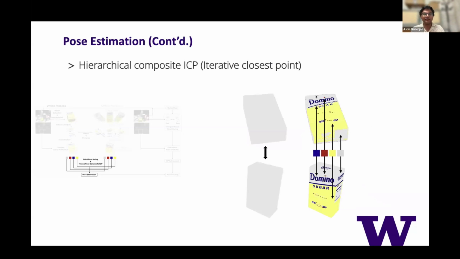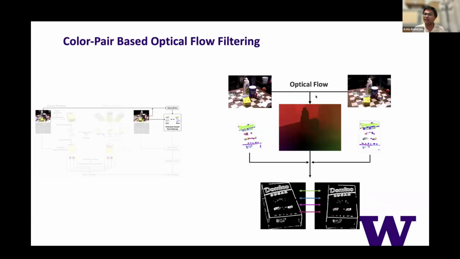And then this is an illustration of how we use these color pair based point clouds also to boost our optical flow method. You can think about it as kind of an outlier filtering or noise removal type scheme that's added on top of optical flow.